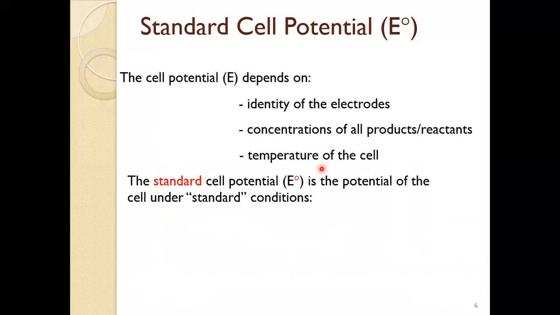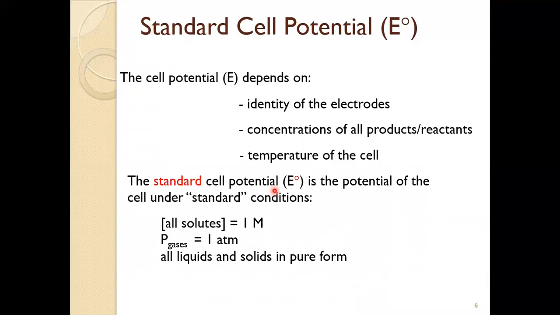So just to make sure that everyone is able to compare apples to apples, typically when we find values in tables, for example the table in our book, what's listed will be the standard cell potentials. That is the potential of that cell under standard conditions. Those are the same standard conditions we've seen in other contexts: the concentrations of all solutes are exactly 1 molar, the partial pressures of all gases are exactly 1 atmosphere, and any solids and liquids that are part of this process are in their pure form.